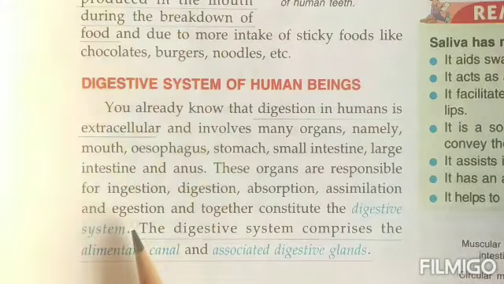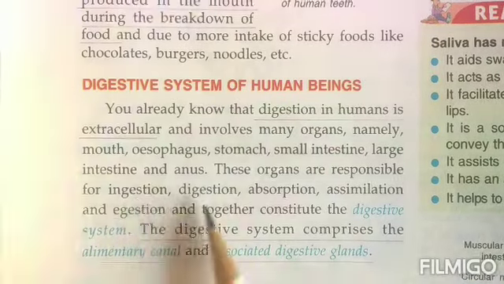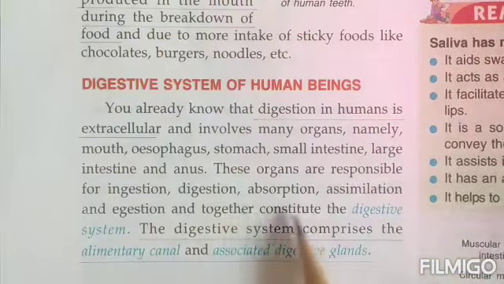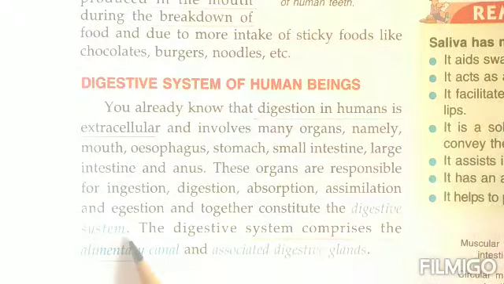Now all these organs are responsible for the 5 steps of nutrition that take place in our body. That means the ingestion, digestion, absorption, assimilation, and egestion. Together they will constitute the digestive system.